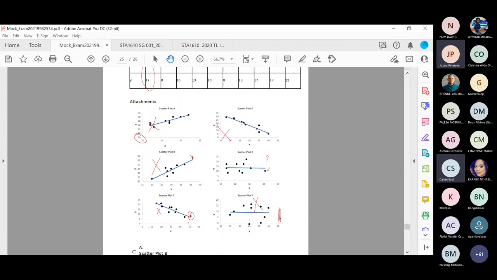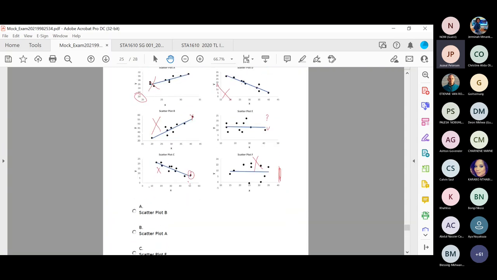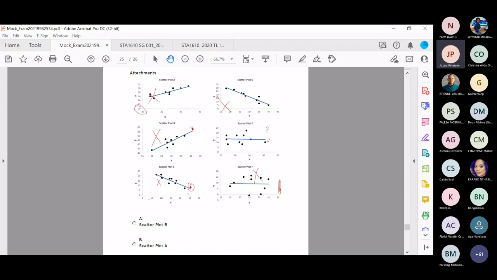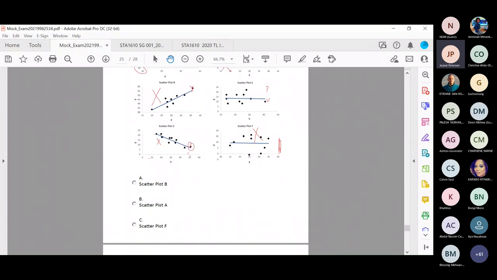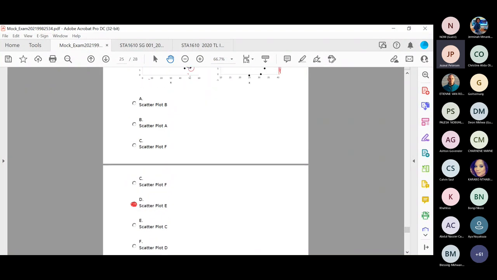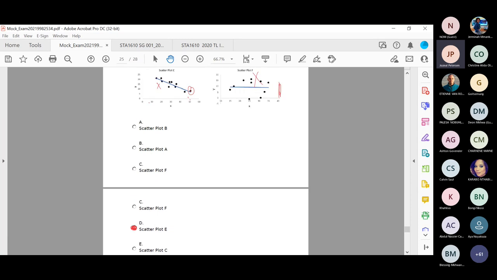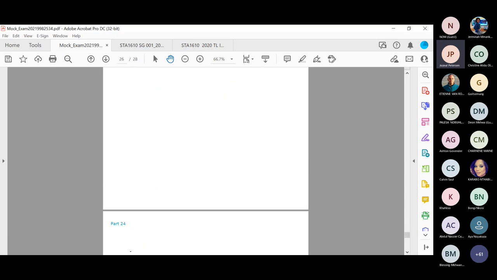So this one, I'm going to say E. E corresponds with D. Scatter plot E. D is the option. Okay. Don't go and choose E from the answers, because you need to look at the scatter plot title. Okay.